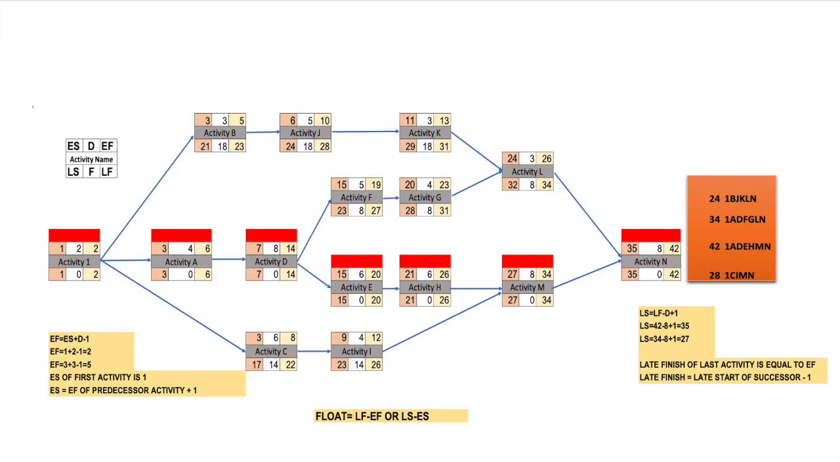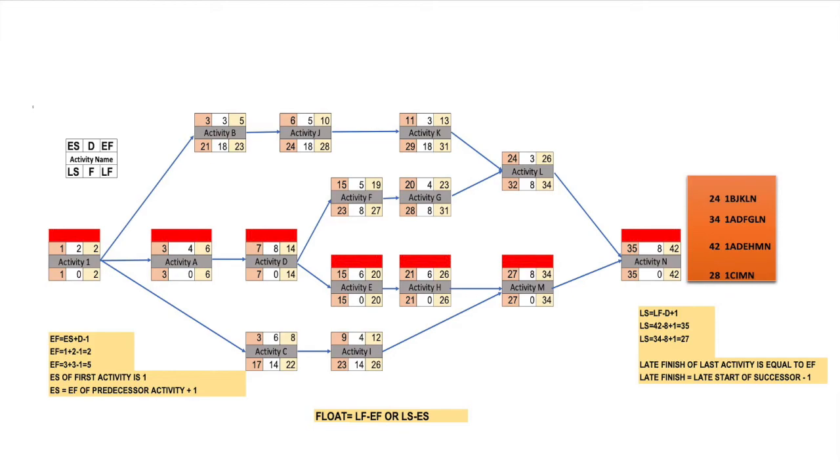When we have early start, early finish, late finish and late start, we can find out the float of all the activities. Activities on the critical path will have zero float. If any activity on the critical path has more than 0, that means we have made an error while calculating our early finish or late start. Now how will we find out float? Float is late finish minus early finish, or late start minus early start.